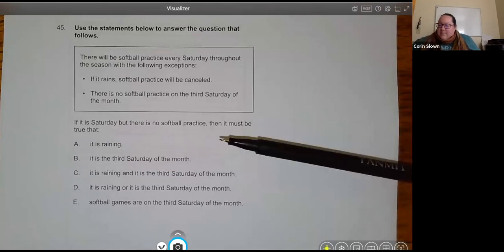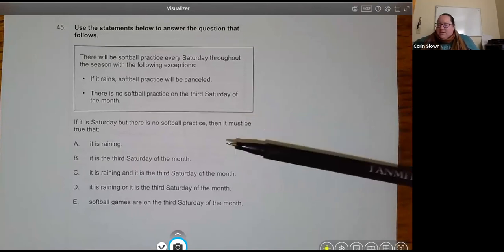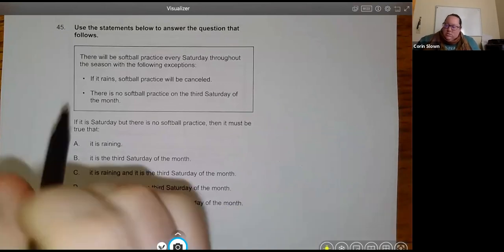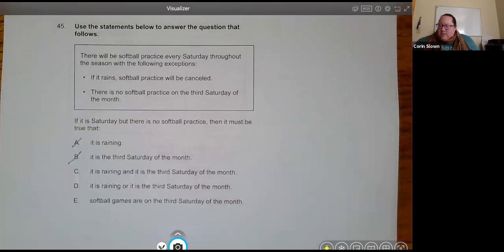If it is Saturday, but there is no softball practice, then it must be true that it is raining. Well, that's one option, but there's another option, so we can't say A for sure. It is the third Saturday of the month. Same problem: third Saturday of the month is one explanation, but it's not the only explanation, so B is not an option. It is raining and it is the third Saturday of the month. Well, for sure, then we know it would be canceled if that was the case. What about it is raining or it is the third Saturday of the month? Well, that's possible. That seems like a pretty reasonable explanation. And then E, softball games are on the third Saturday of the month. Well, we know that's not true.